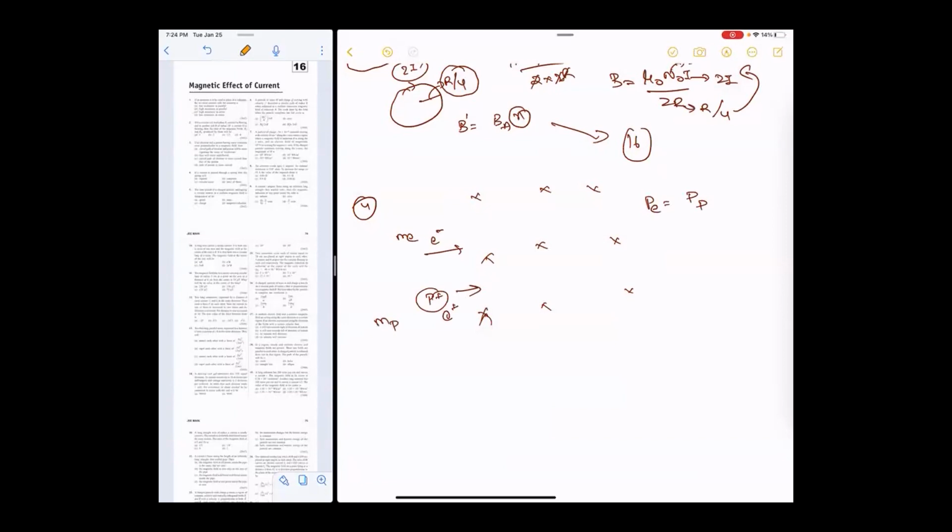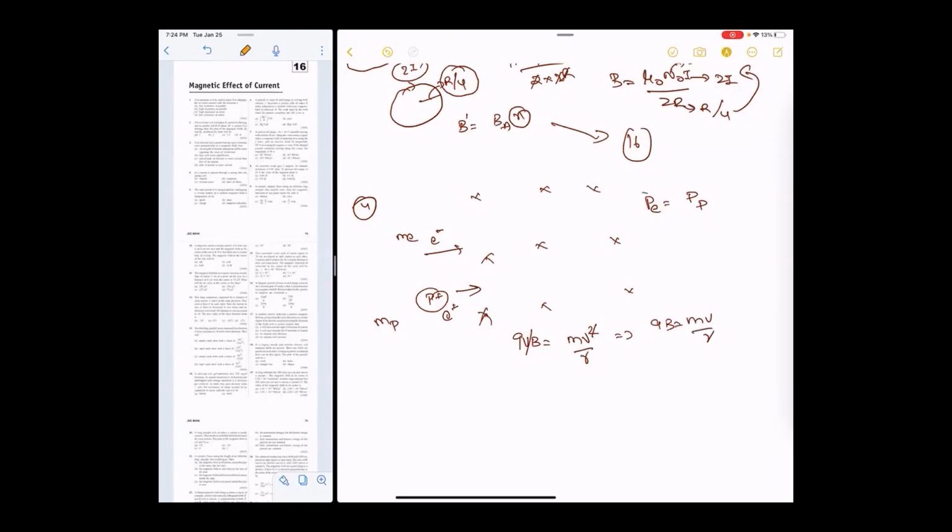So how do you find out the radius? Magnetic field. So what is the formula? QVB. It goes in a circular path, so it is mv square by r. Am I right? One velocity gets cancelled. So QB is mv by r.